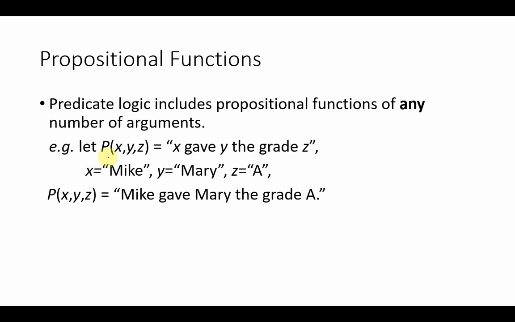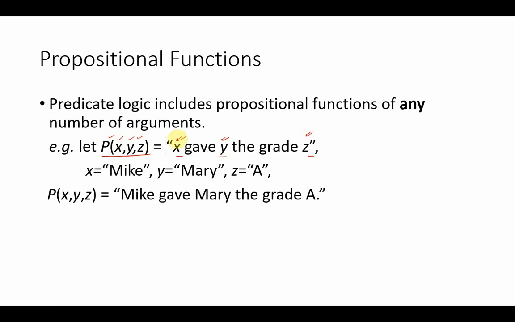Say for example, that this is a predicate P of x, y, z. You can see there are three variables here, x, y, z. This might be representing x gave y the grade z. Now x might have the domain of the teachers, y might have the domain of the students, and z might have the domain of all the possible grades, grade A, B, C, D, or whatever. So this predicate P of x, y, and z, and these are the three variables x, y, and z. Now this is representing x gave y the grade z.